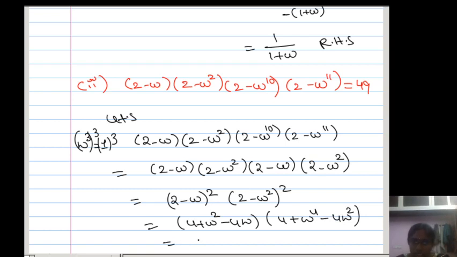Then 4 here. So how to simplify? What do I have to prove? I want to do the simplification here: 4 plus omega square minus 4 omega. Into here, you can write this omega cube, no? Omega cube can be written as omega. Omega 4 can be written as omega cube into omega. So 4 plus omega minus 4 omega square.